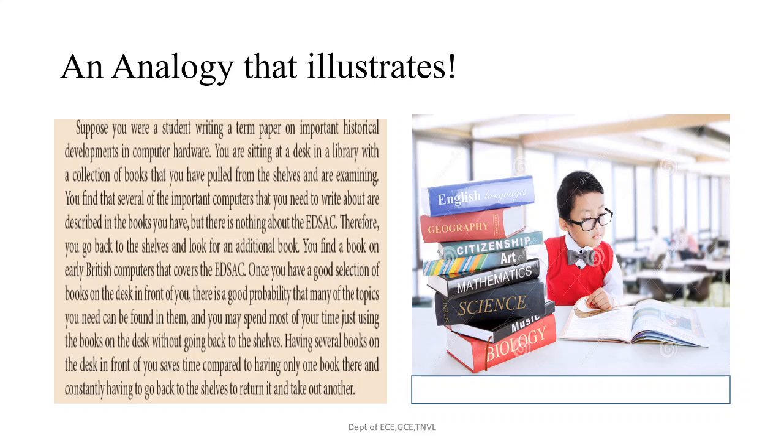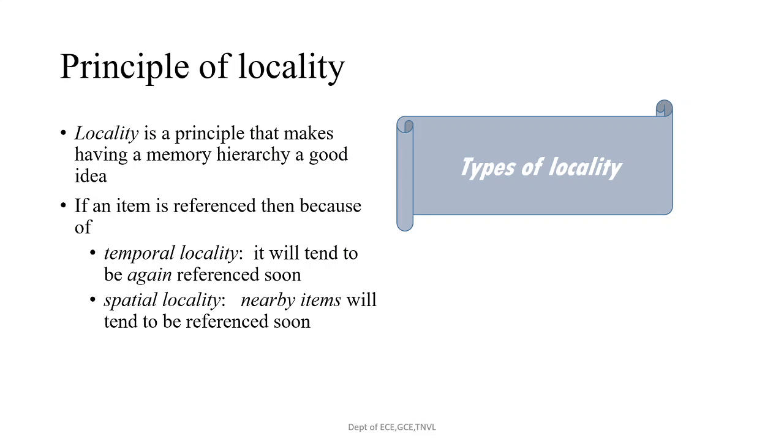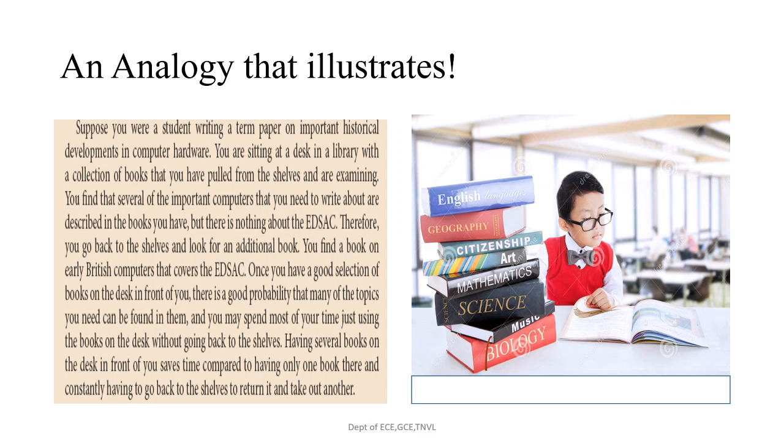Once you have a good selection of books on the desk in front of you, there is a good probability that many of the topics you need can be found in them, and you may spend most of your time just using the books on the desk without going back to the shelves. Having several books on the desk saves time compared to having only one book there and constantly having to go back to the shelves to return it and take out another. So the same principle allows us to create the illusion of a large memory that we can access as fast as a very small memory.